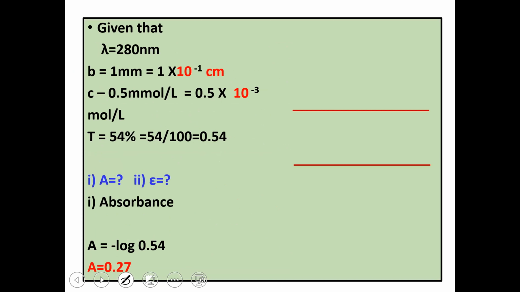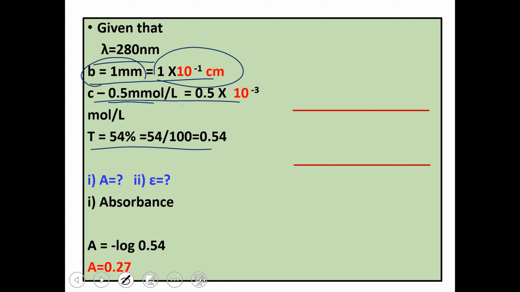First you have to categorize what is given. The thickness is 1 millimeter. I converted it into centimeters because you always express the path length or thickness in centimeters. Concentration is in millimoles per liter, which you can convert into moles per liter. And percentage transmittance, that is 54%, you can convert to 54 by 100, that is 0.54, as the transmittance value. So what is the first task asked? Calculate the absorbance. The second task is molar absorptivity.